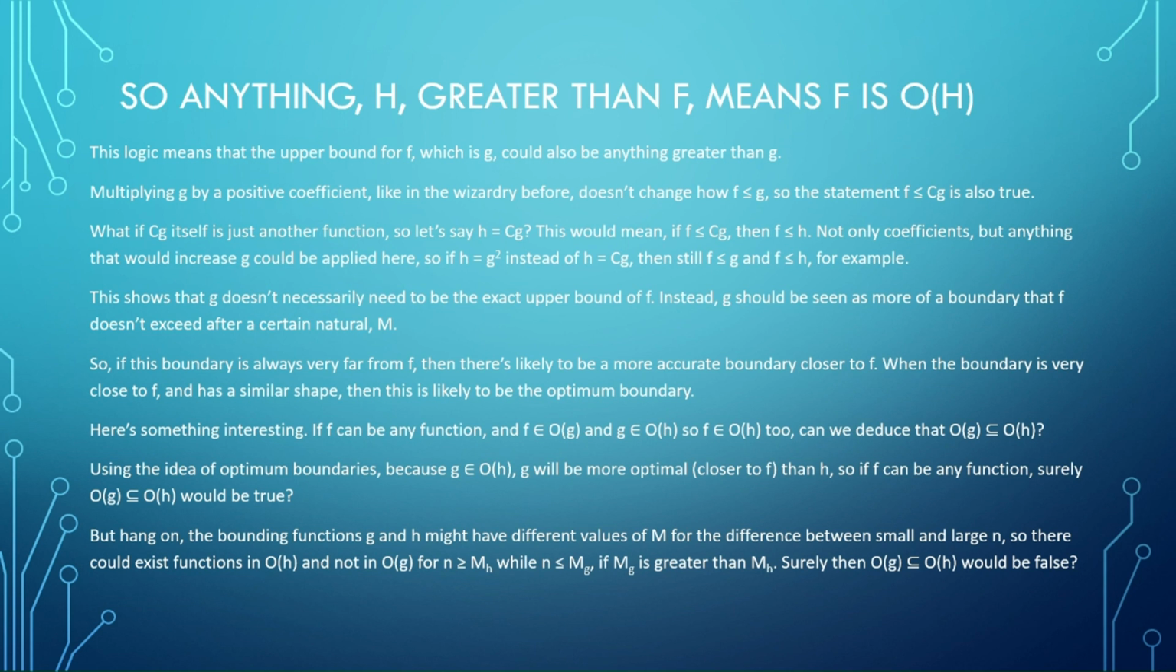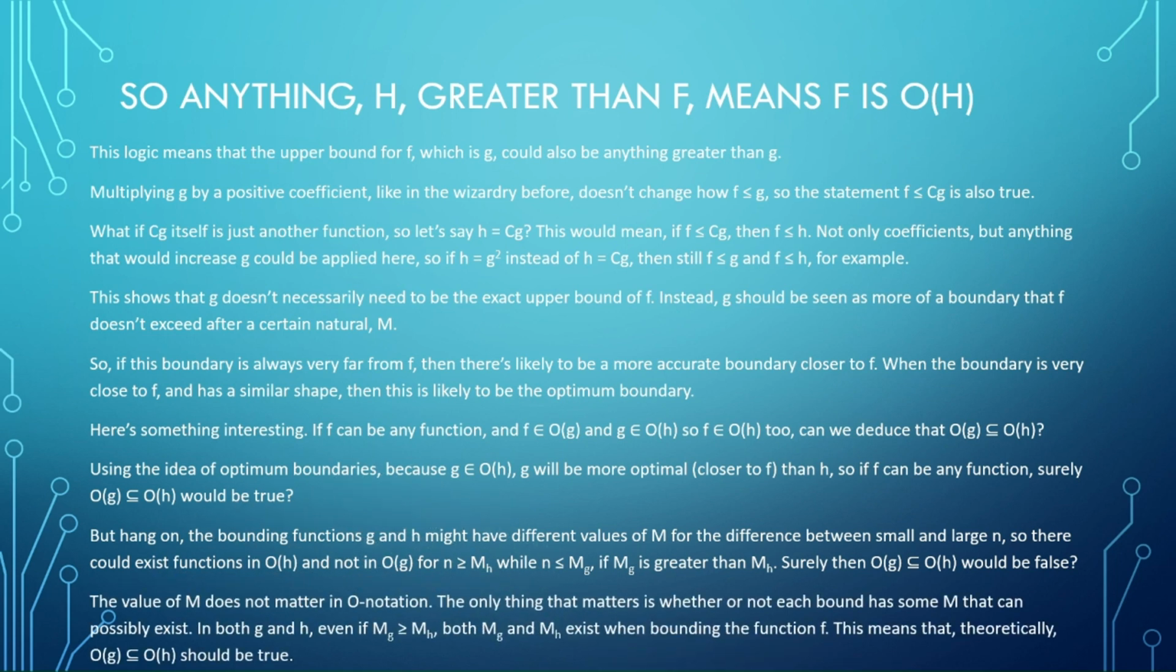What do you guys think? You can just choose a higher m. That's exactly right. The value of m does not matter in O notation. The only thing that matters is whether or not each bound has some m that can possibly exist. So as you say, you can just choose the higher m. Even if mg is greater than or equal to mh, they both exist, and that's all that matters.